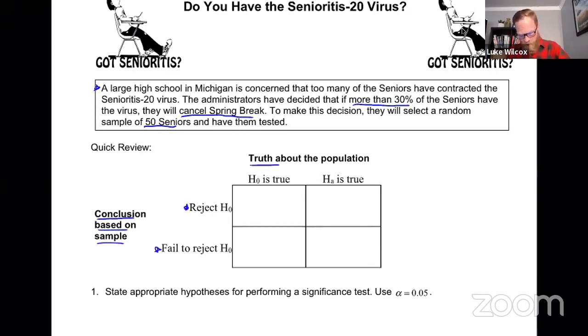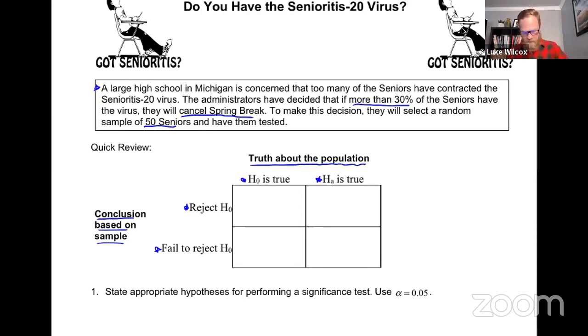If we look up here, this is the actual truth. And once again, there are only two possibilities. Either the null hypothesis is true or the alternative hypothesis is true. And so there are four different scenarios that we need to think about here for each one of the four boxes and try to decide first, is that a good decision or did we make an error there?